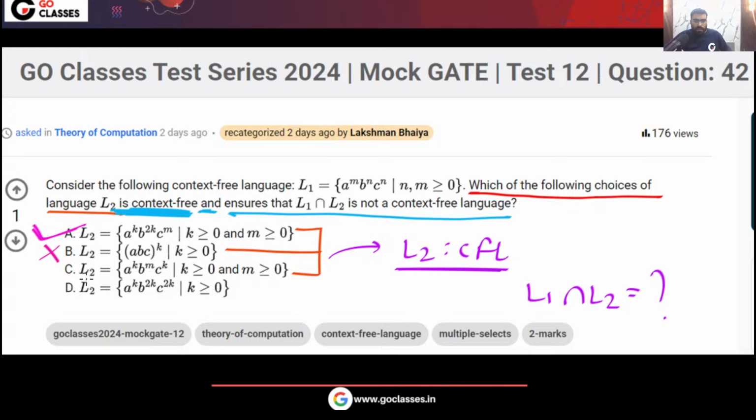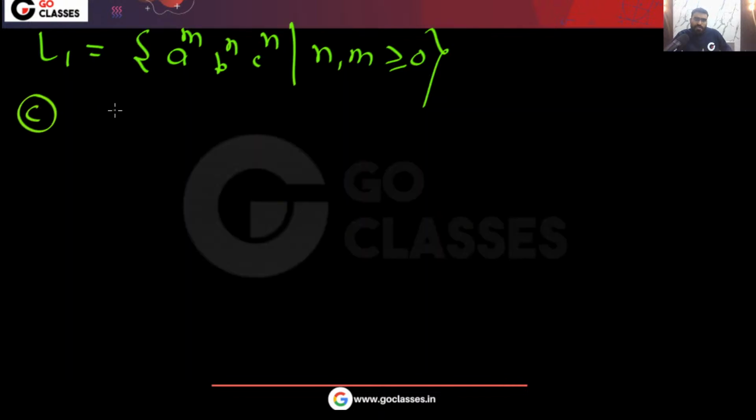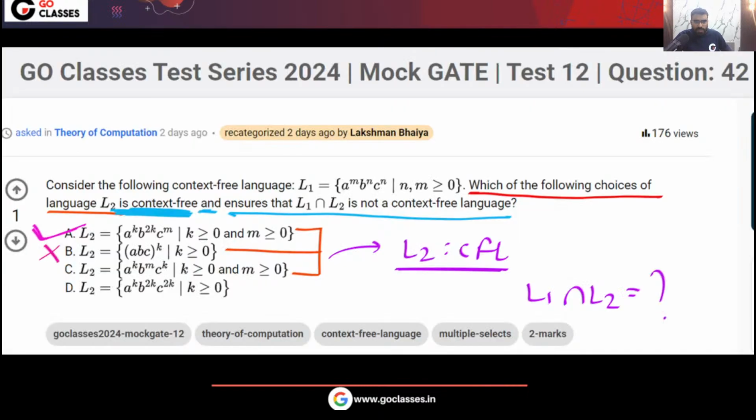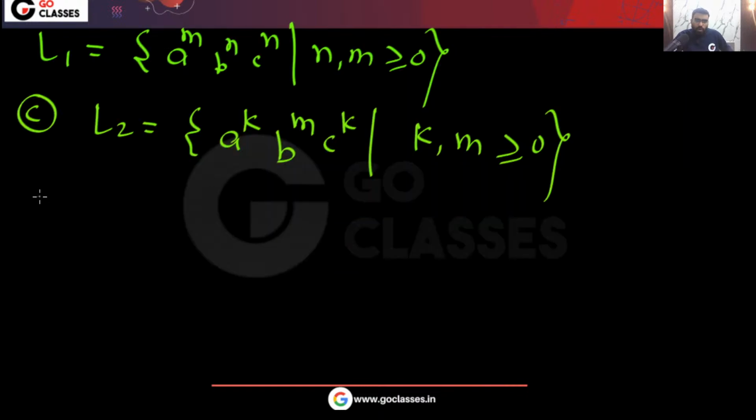Okay. What about option C? Option C is a power K, b power M, c power K, where K comma M greater than equal to 0. Okay, now you tell me what will be the common part. First of all, this is actually CFL.